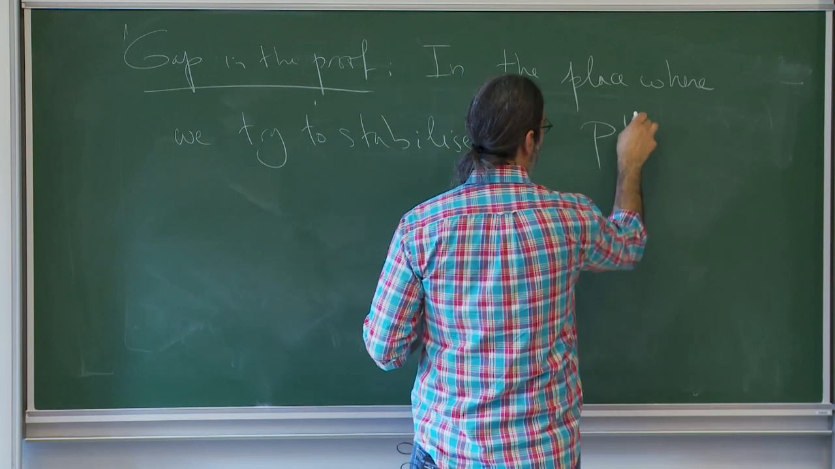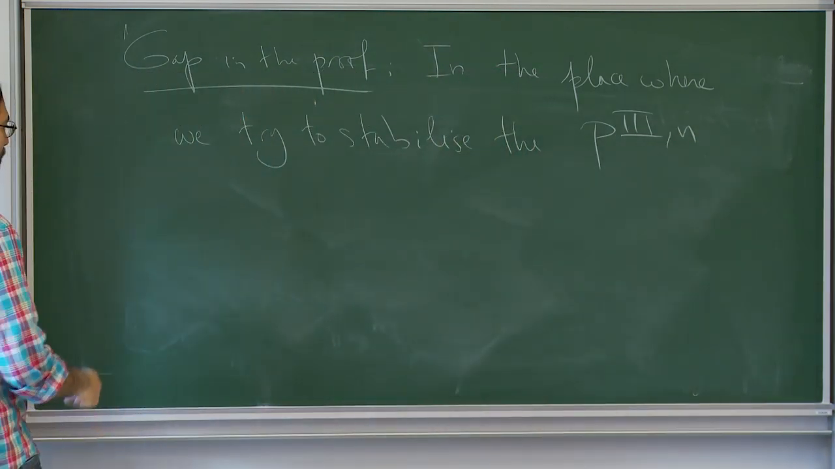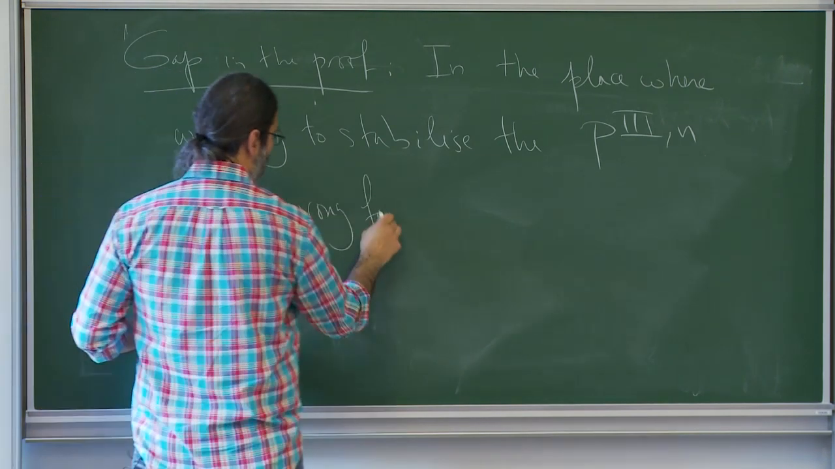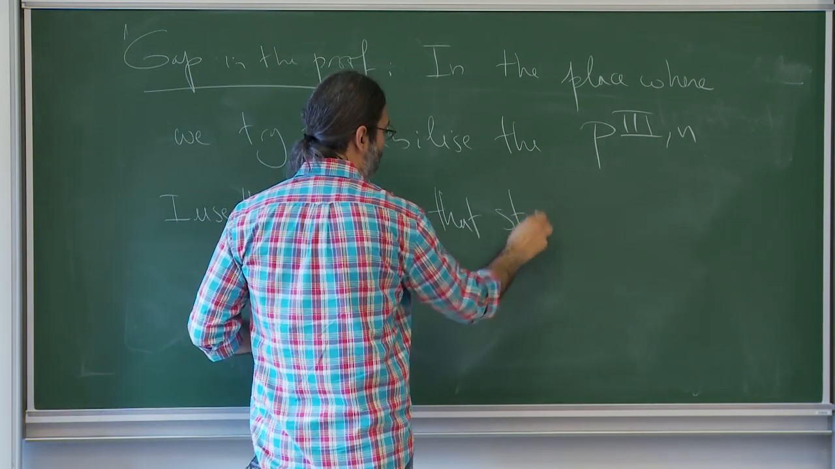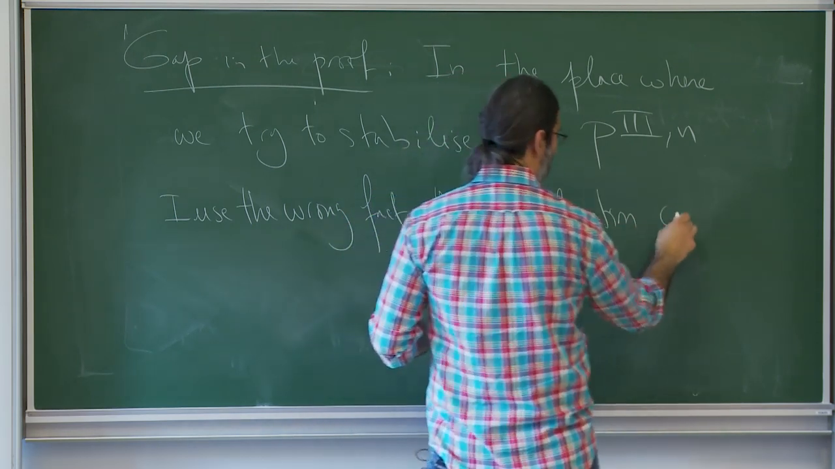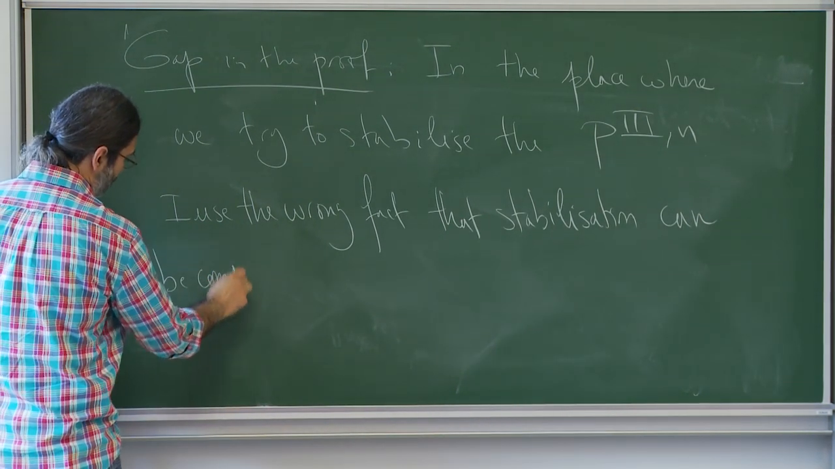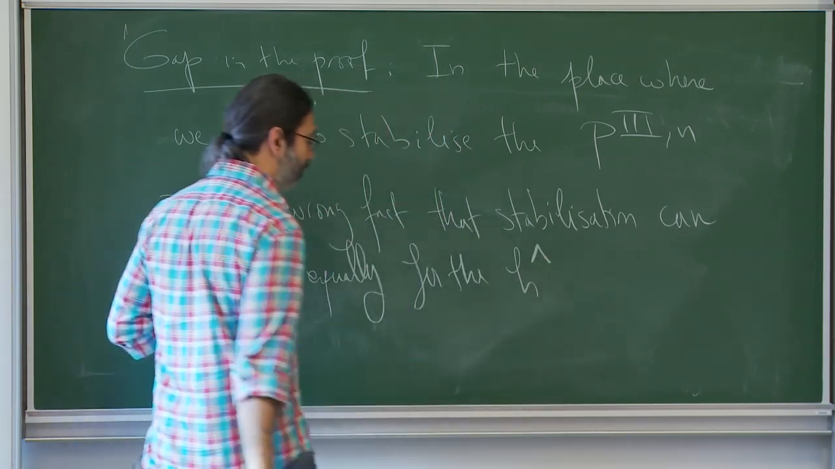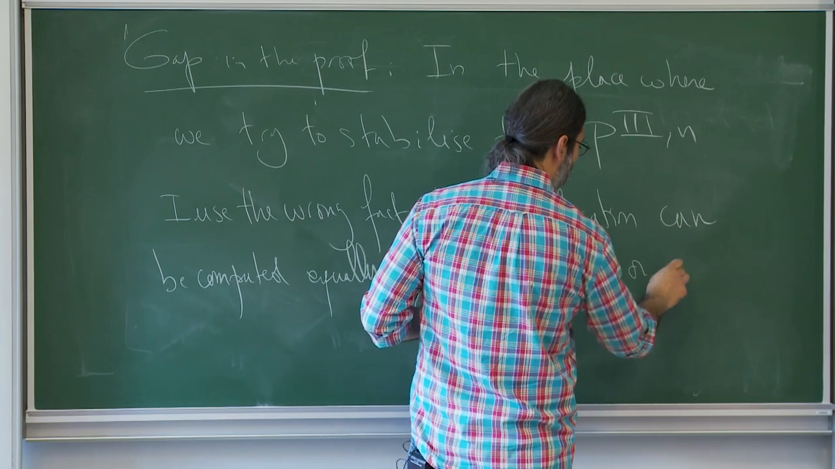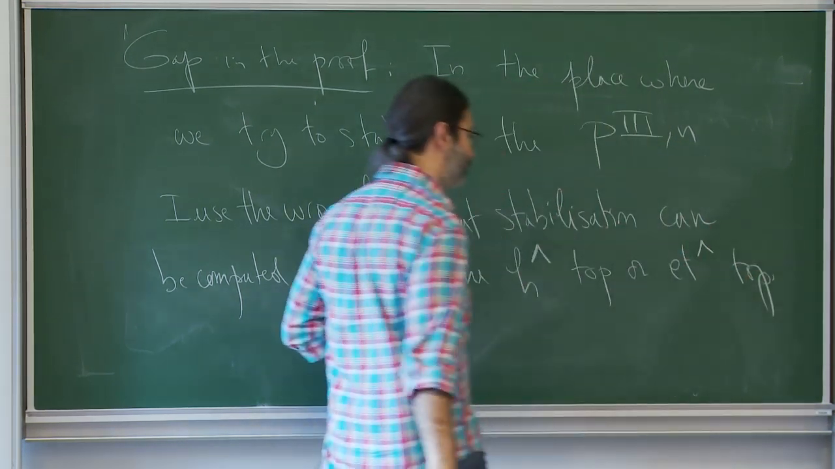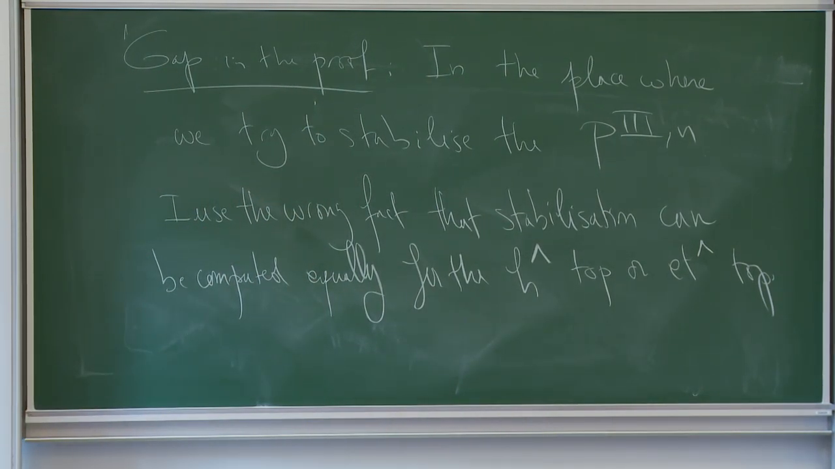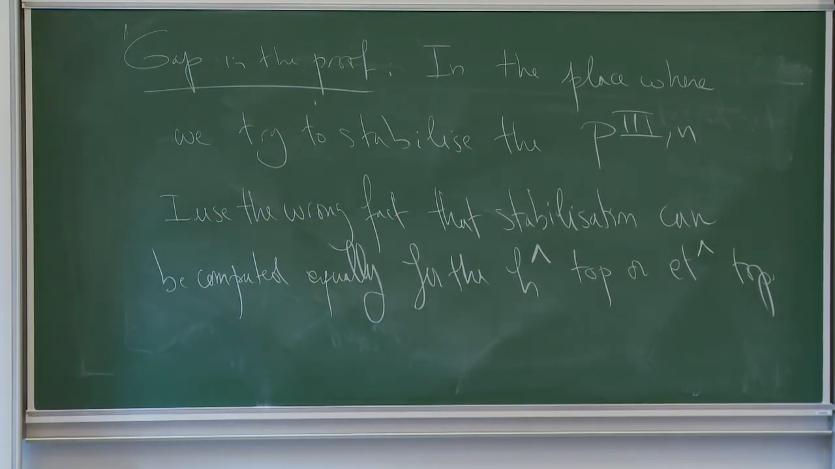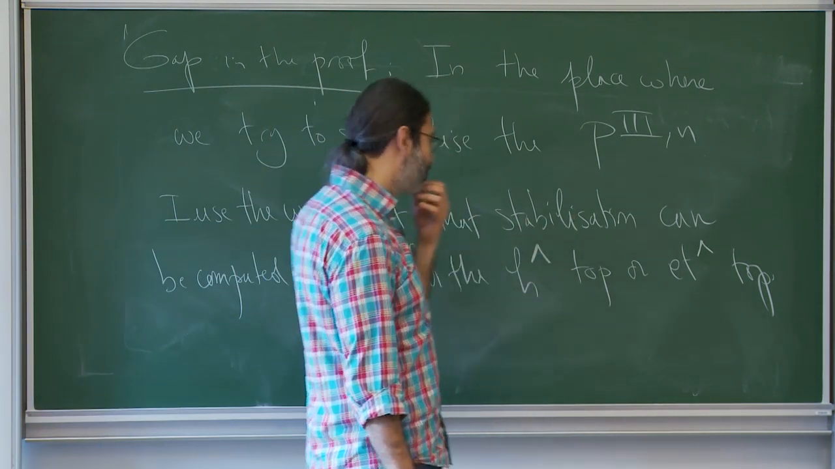So the spectra P3n, and more precisely, I used the wrong fact that stabilization can be computed equally for the H wedge topology or the Ethal wedge. I did not define the Ethal wedge, but you can imagine what it is. So there is an analogous true fact which says that the stabilization can be computed equally for the H topology or for the Ethal topology. And I had the impression that this was also true for the wedge version, but it turns out that the wedge version is not true.